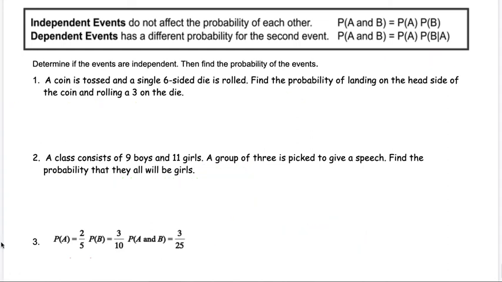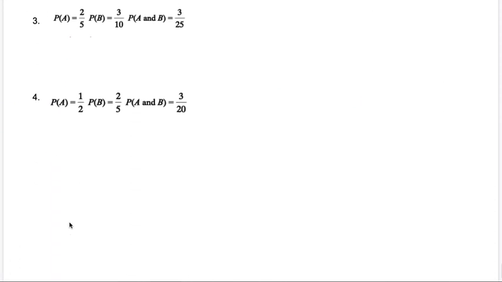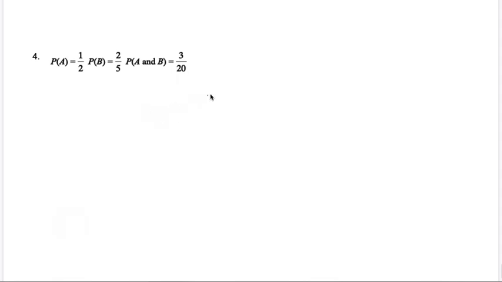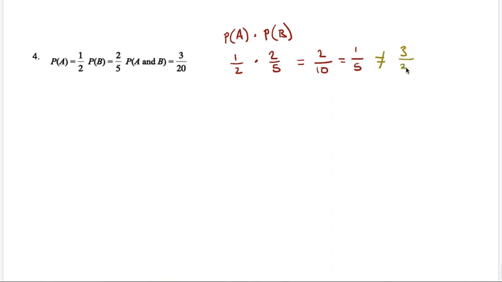And let's look at one last example right down here. Once again, we're going to take the probability of A times the probability of B to determine whether or not these events are independent, and we get 1/2 times 2/5, which is equal to 2/10, which is equal to 1/5. And of course 1/5 is not equal to 3/20, which is the probability of A intersection B. And therefore, these events are dependent on one another.